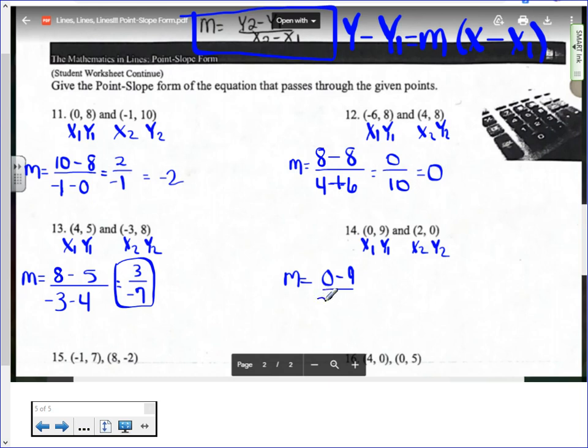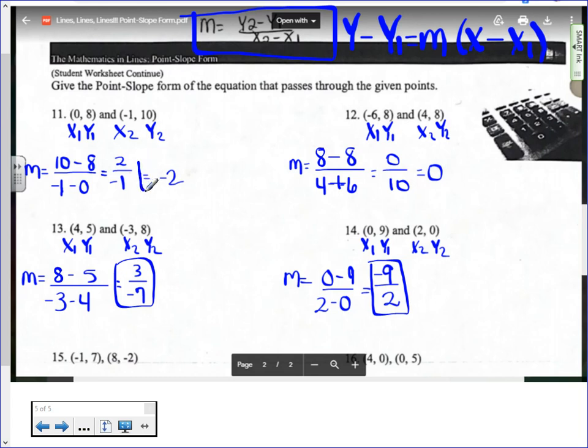x2 is 2. You need to write minus x1 is 0. So if I have 0 minus 9, that's -9. If I have 2 minus 0, that's just 2. If I divide that, I'm going to get a decimal. So actually, I'm just going to leave my slope alone. I'm going to leave it a fraction. We're going to leave it there.